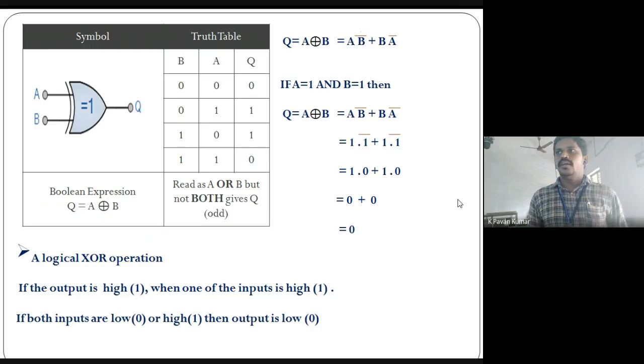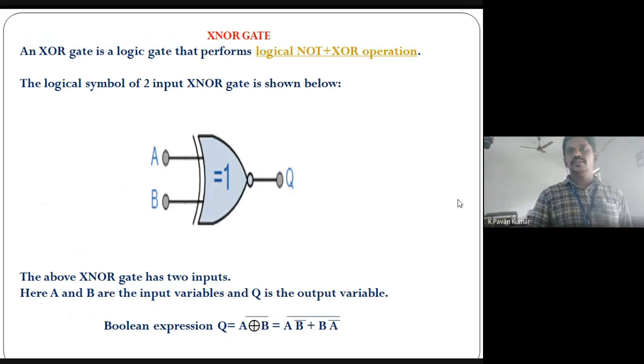The output is high, 1, when one of the inputs is 1. If both inputs are low or high, then the output will be low. This is the exclusive OR logic.